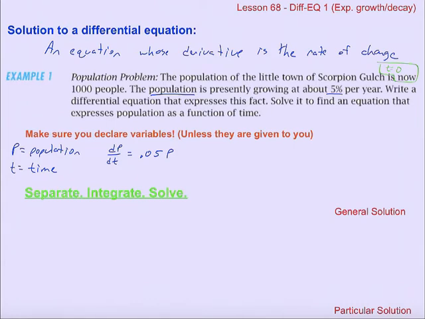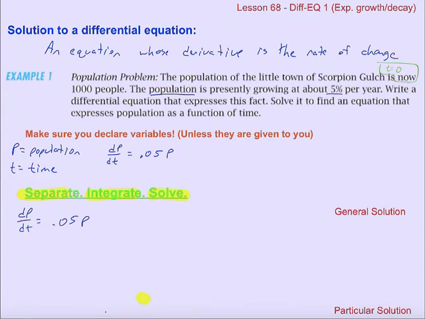Okay. So now we'll talk about what to do, how we actually find the equation whose rate of change matches this. So I'm going to rewrite that same equation down here again. dp dt equals 0.05p, and we're going to follow these three steps: separate, integrate, solve. If you can remember those in a row, it's very helpful. Separate, integrate, solve. These are called separable differential equations.